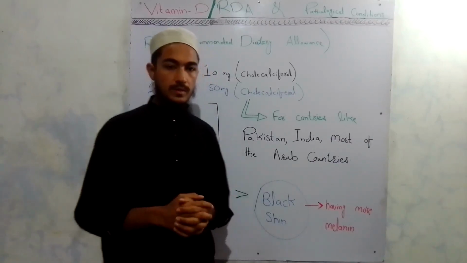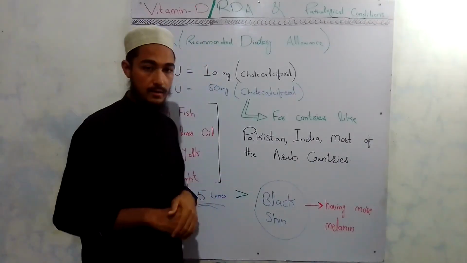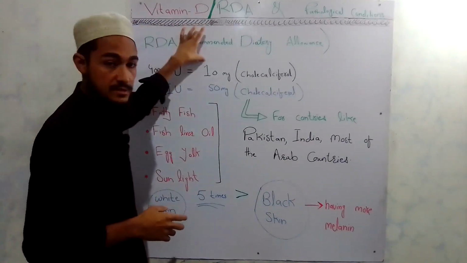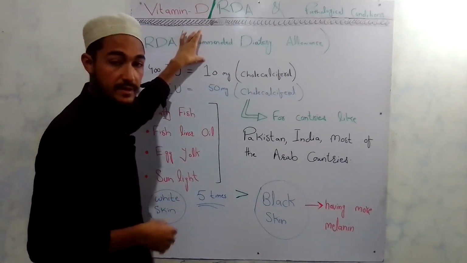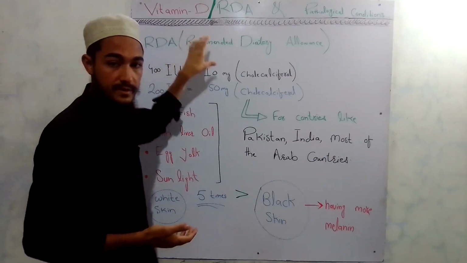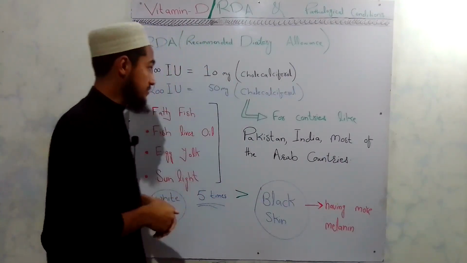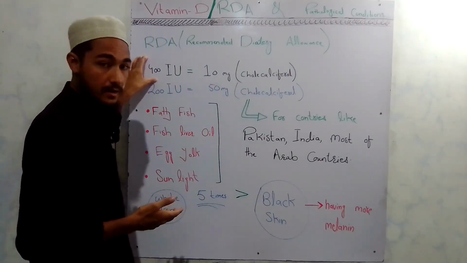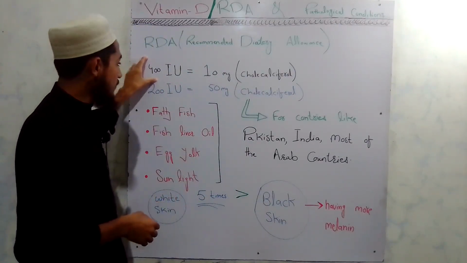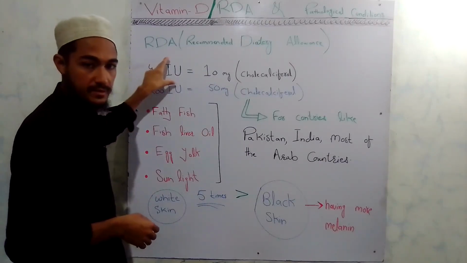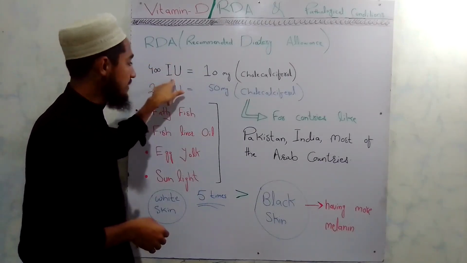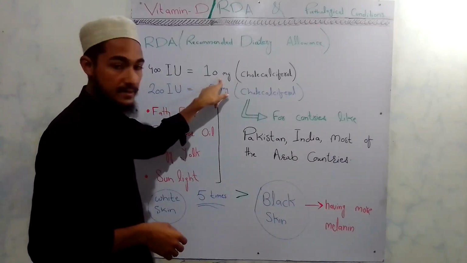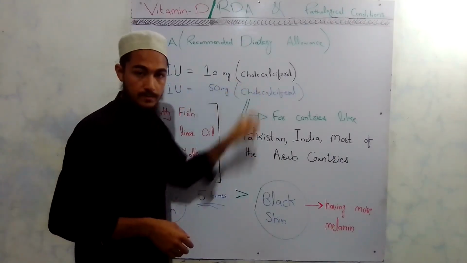Okay, so what is the normal RDA level of vitamin D to consume daily? RDA means recommended dietary allowance of vitamin D, that is, how much vitamin D is recommended to be consumed on a daily basis. So the recommended dietary allowance of vitamin D is 400 IU. IU means international units. 400 IU equals 10 milligrams of cholecalciferol.